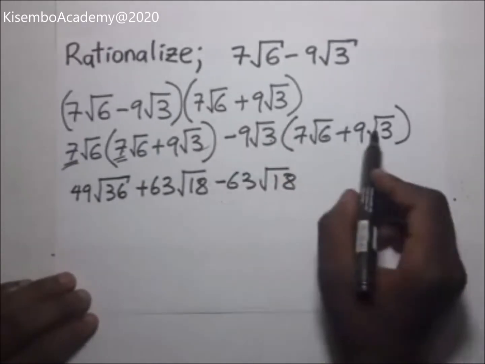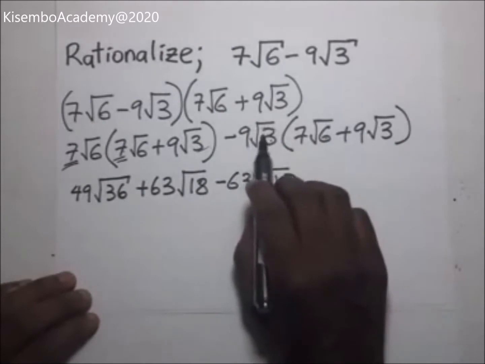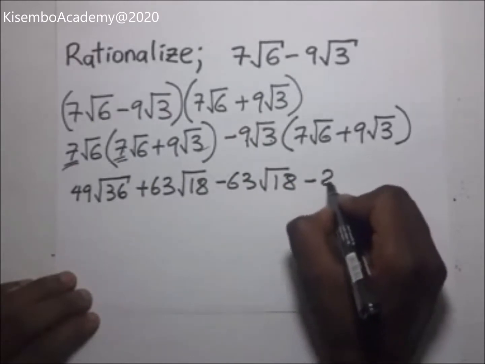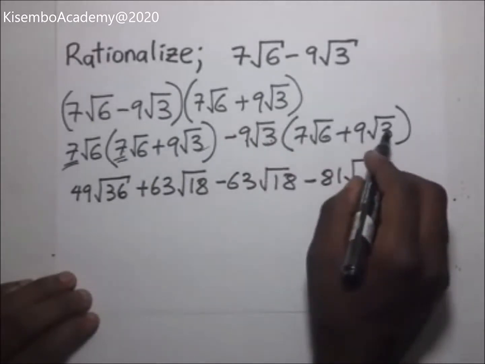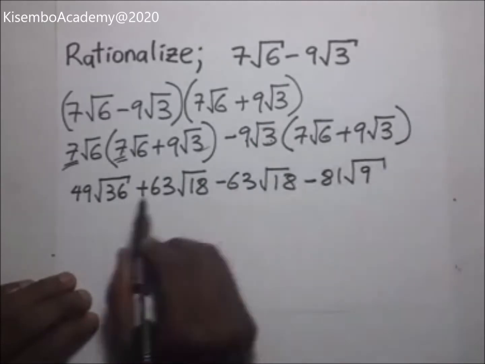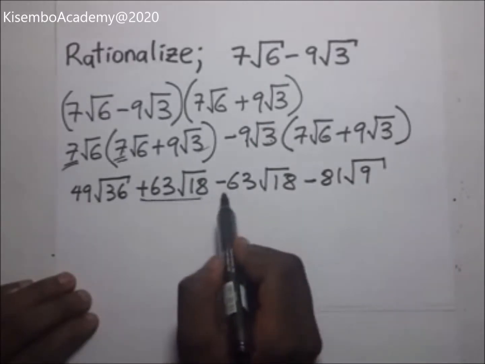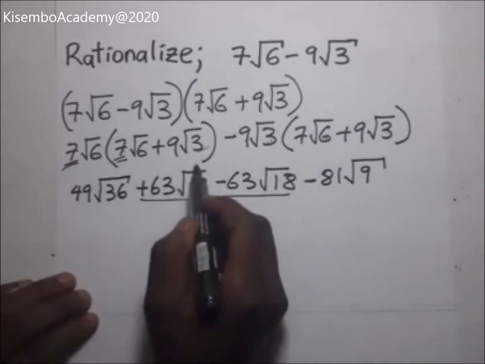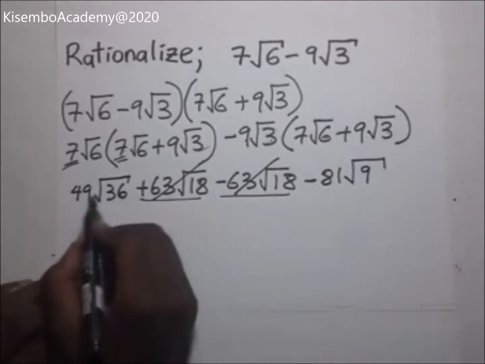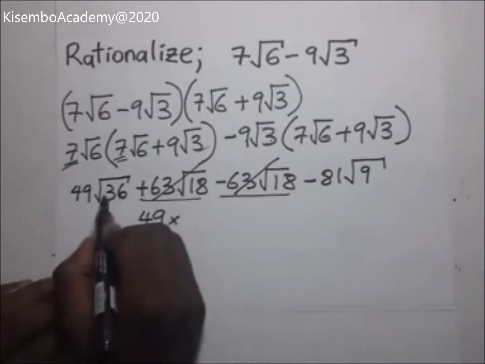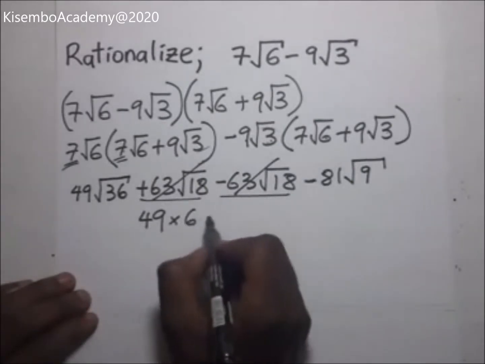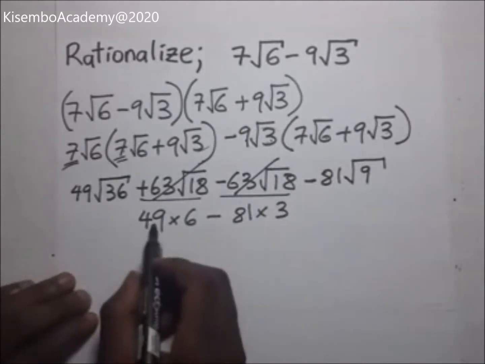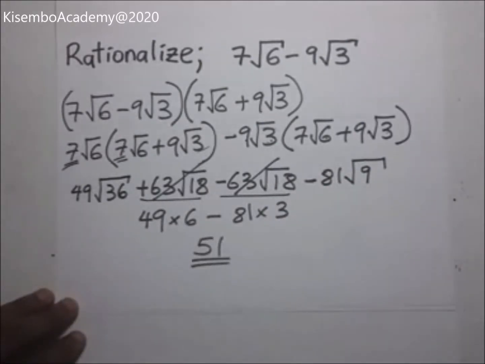Then we have negative 9 times this. So negative 9 root 3 times that is going to give us minus 81, and into the square root of 3 times 3, which is 9. And definitely, if you realize, this and that are going to cancel, because positive 63 root of 18 minus 63 root of 18 is 0. You remain with 49 times root of 36, which is 6. Then here minus 81 times root of 9, which is 3. 49 times 6 is 294, minus 243, and our answer here is 51.